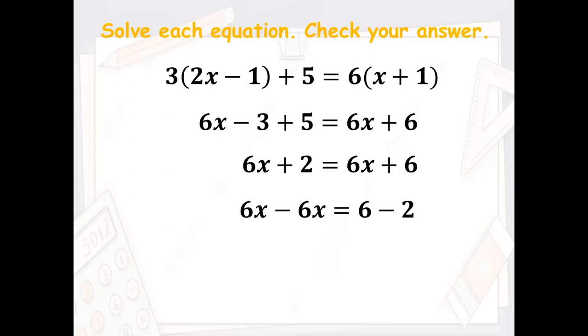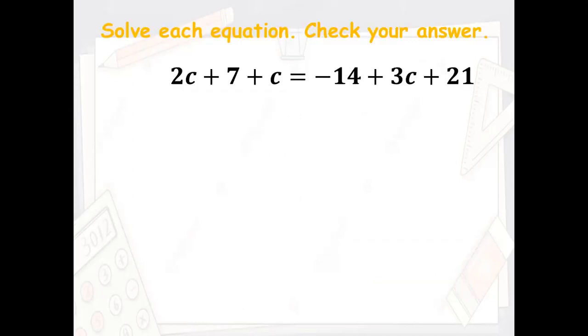So 6x minus 6x will give you a 0. 6 minus 2 will give you a 4. So now again, is 0 equal to 4? Never. 0 is never equal to 4. So we have to write it as no solution. When the equation doesn't come true, when both sides of the equation are not equal, we say that this equation has no solution.